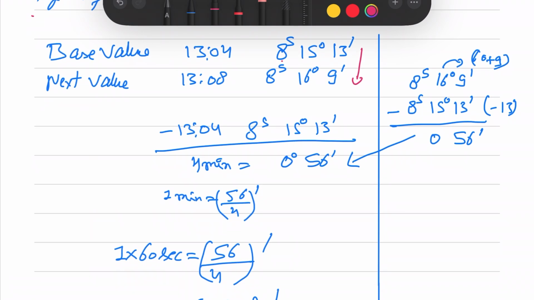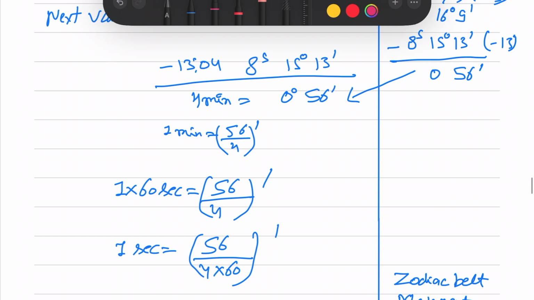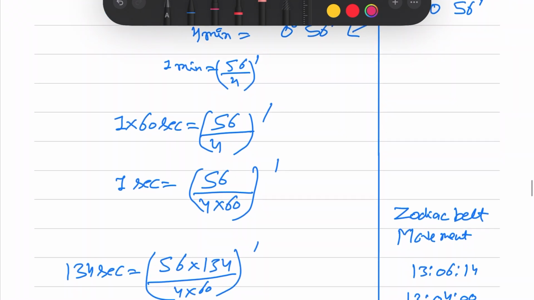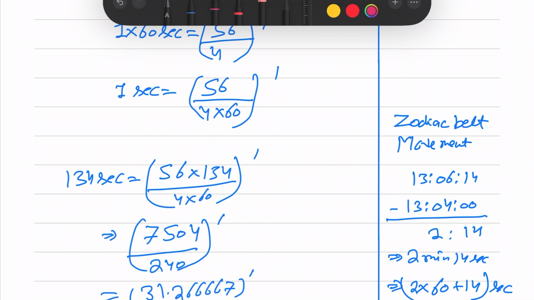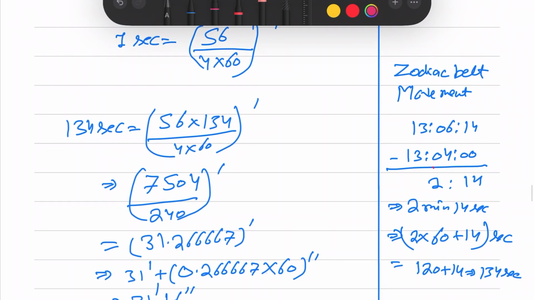So we calculate for 1 minute by dividing it by 4. Then for 1 second it is 56 by 4 into 60 arc minute. And here we calculate the zodiac belt movement. Sidereal time at epoch was 13:06:14. Base value is 1304. So we get 2 minute 14 seconds. So 2 minute 14 second can be written as 120 plus 14, which is 134 seconds. So we calculate it for 134 seconds.